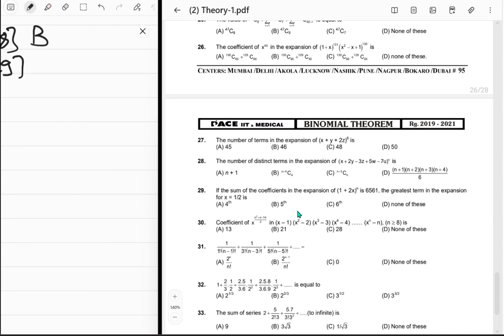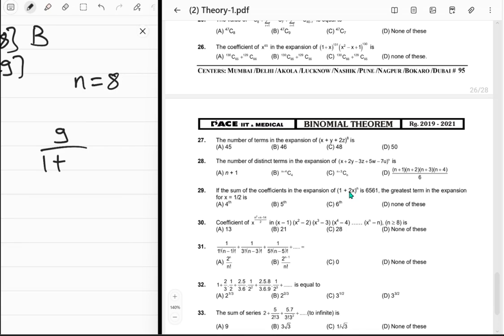And you want the greatest term in the expansion for x equal to 1 upon 2. So what is our a value? It's going to be 8 plus 1 is 9. So n is equal to 8. Just write that down. It's going to be 9 upon, so 1 plus the mu, which is, oh, cool. So 1 upon 2 right there, huh?